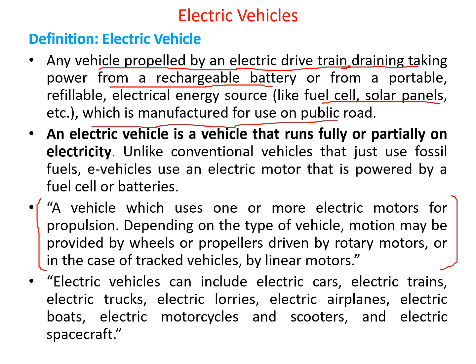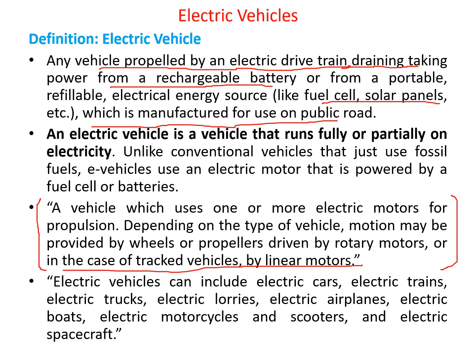Depending on the type of vehicle, motion may be provided by wheels or propellers driven by rotary motors. Depending on what kind of vehicle it is, whether a car, a motorbike, a motorcycle or a scooter, the manufacturer has to decide. The propulsion may be provided by wheels or propellers driven by rotary motors, meaning rotating motors, or in the case of tracked vehicles, by linear motors instead of rotary motors.